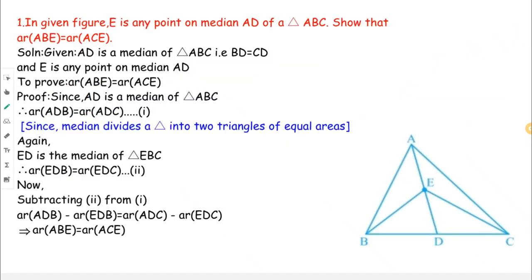If we're done with it, let's solve this question. In the given figure, E is any point on the median AD of triangle ABC. Show that area of triangle ABE equals area of triangle ACE. So the question tells us that this is the median. And what does the median do? It divides a triangle into two equal parts, or two equal areas.